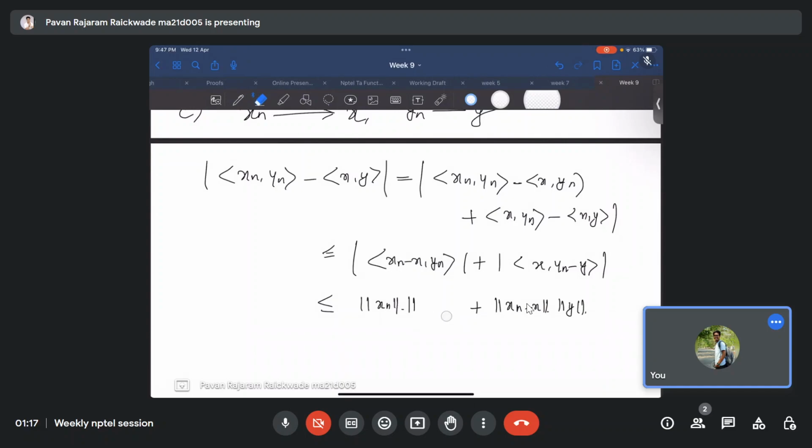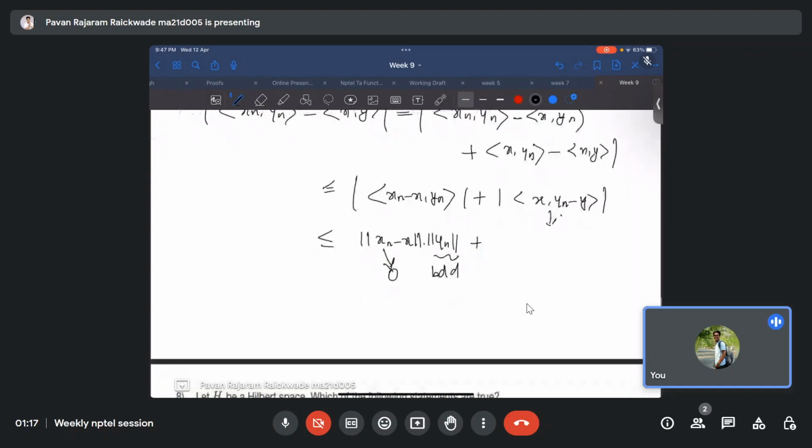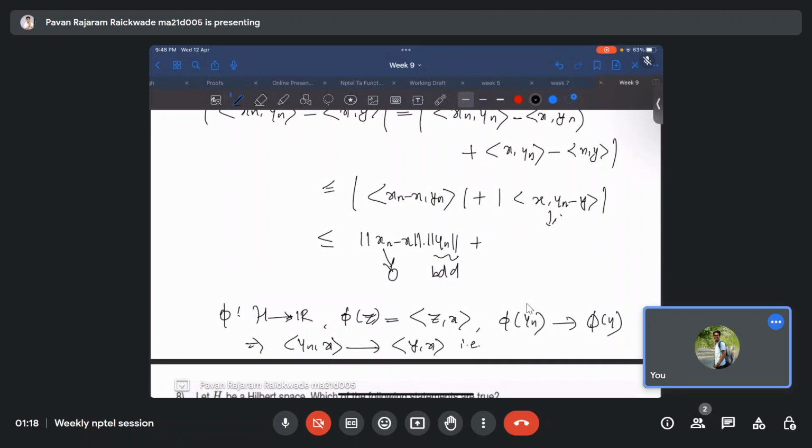So then here I have xn minus x norm, then norm of yn. Now this is bounded. This converges to 0, and what about this guy here? Ah, okay. So for this thing, suppose we define phi from the Hilbert space given by phi of z equals inner product of z with x. So phi of yn converges to phi of y, right? Because yn is weakly converging to y. That means inner product of yn with x converges to inner product of y with x. That is inner product of yn minus y with x converges to 0.